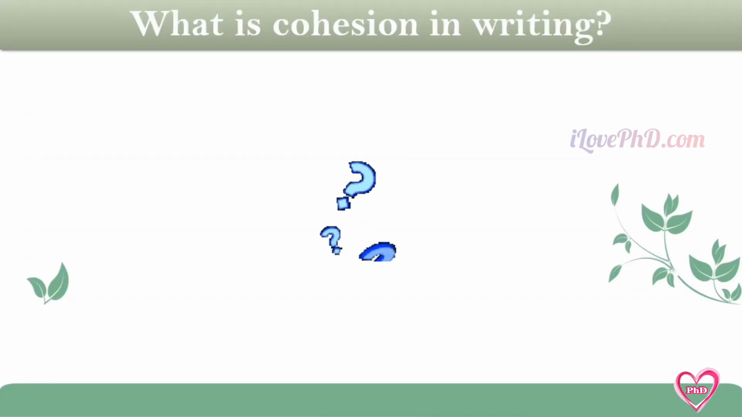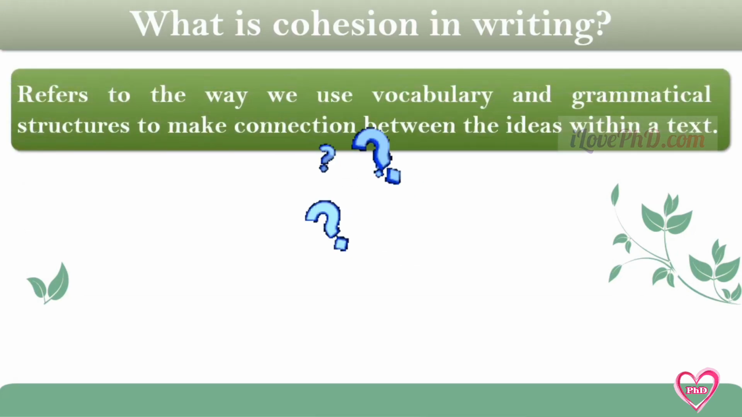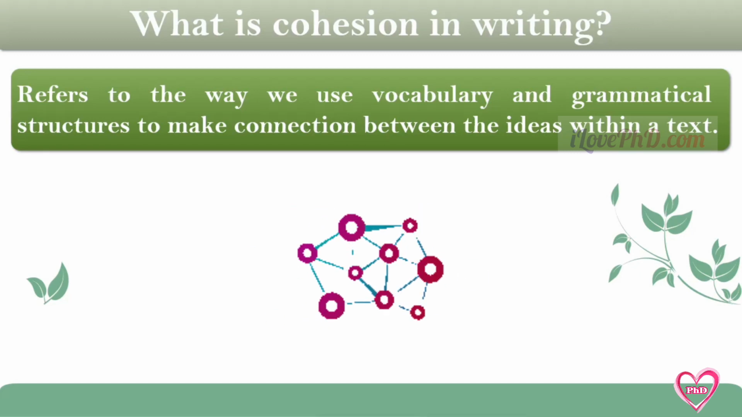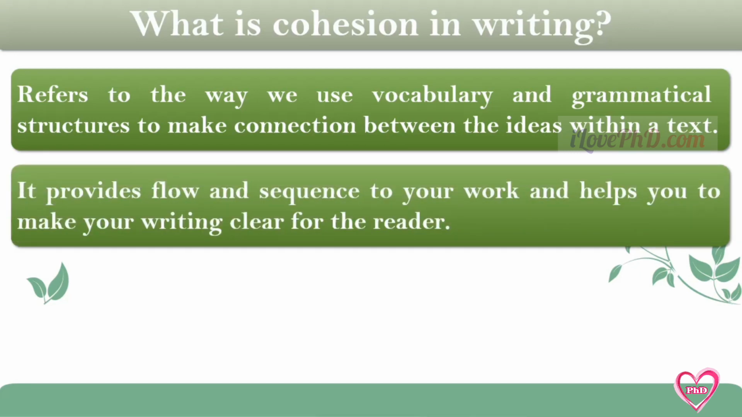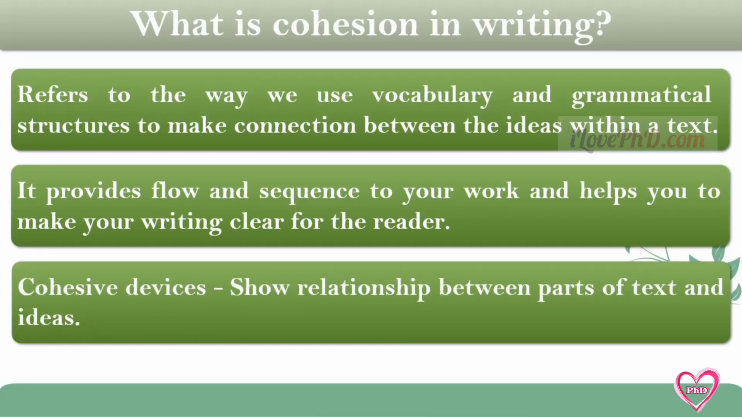First, let us understand what is cohesion in writing. Cohesion in writing refers to the way we use vocabulary and grammatical structures to make connections between the ideas within a text. It provides flow and sequence to your work and helps you to make your writing clear for the reader. Cohesive devices are words and expressions that show relationships between parts of a text and ideas such as cause and effect, time, addition, comparison, and contrast.